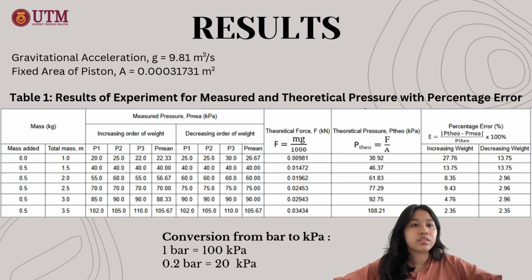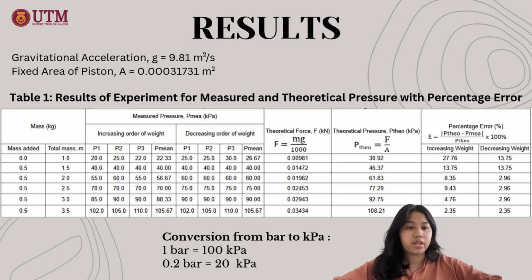So next is the results. The gravitational acceleration, which is g, is 9.81 meters per second squared, and the fixed area of piston A is 0.00031731 meters squared. As you can see, table 1 is the result for our experiment for measured and theoretical pressure along with percentage error. We made a conversion from bar to kPa, where 1 bar is equal to 100 kPa.